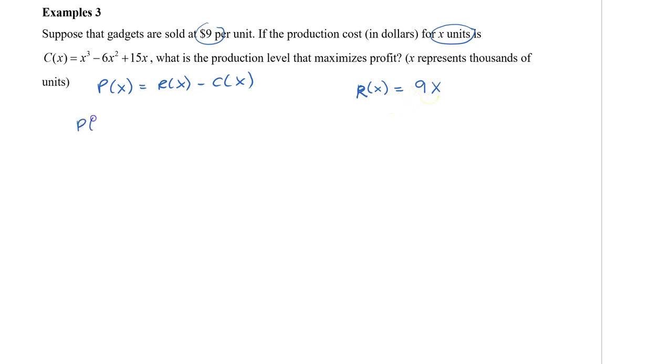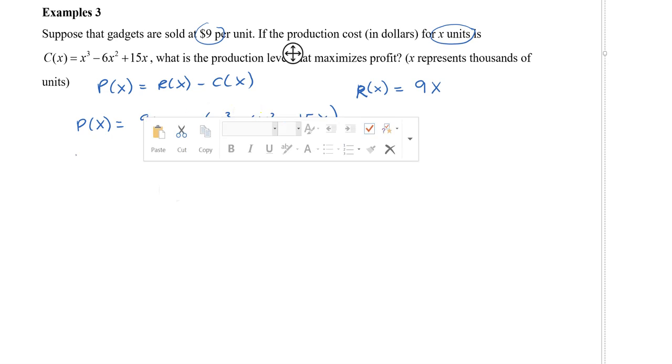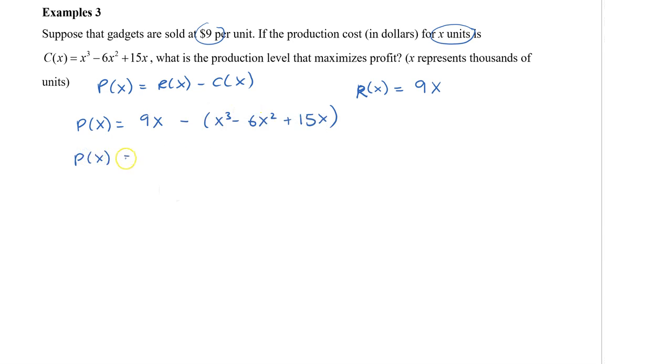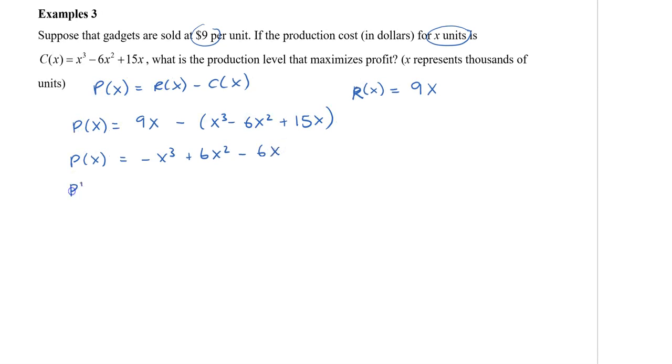So now we have P of x equal to 9x minus x cubed minus 6x squared plus 15x. Now remember to put the minus sign and then make sure that the second function, the cost function here, is in brackets so that you remember to distribute the negative sign inside. So let's do that now, and we'll simplify. So we get negative x cubed plus 6x squared minus 6x.